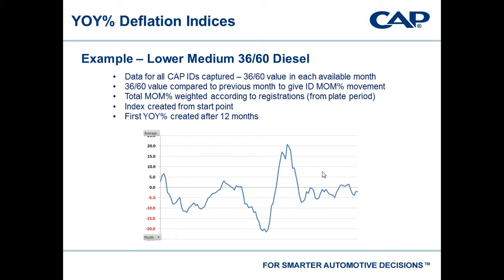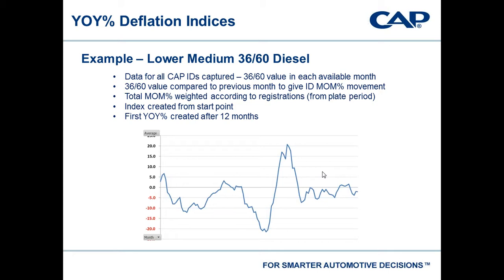The way we create the index is to weight those month-on-month percentage movements according to the total registrations from the registration plate period. So we're looking at values for each individual ID. Therefore, we get a month-on-month percentage movement for each individual ID. We weight that into one movement, in this example, for lower medium diesel vehicles, based on the registrations for each ID at the time of registration.